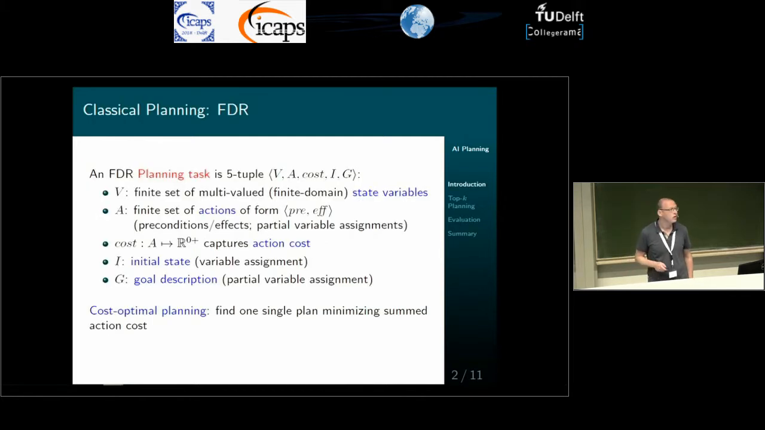Okay, so as everyone probably knows here, what FDR is: you have multi-valued variables, actions that change their variable values, non-negative cost, initial and goal states are full and partial variable assignments, and cost optimal planning is about finding one sequence of actions that will take you from the initial to some goal state and minimize the sum of the costs of the actions.